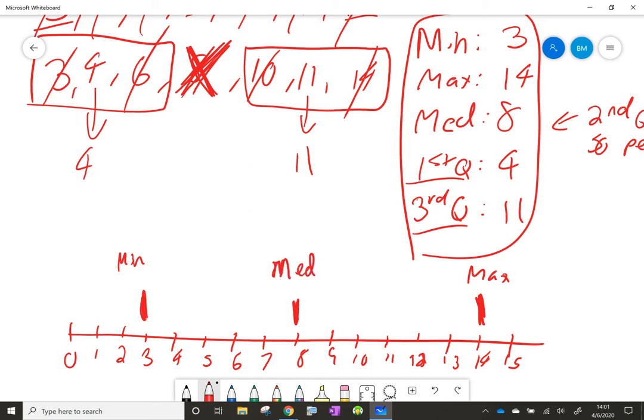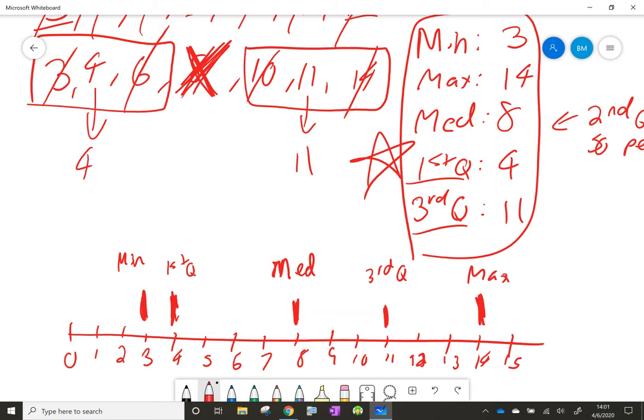It's my median. My first quartile is a mark at 4, and my third quartile is at 11. So you see I've got these 5 marks, because it's always these 5 numbers, 5 places: min, max, median, first quartile, third quartile.